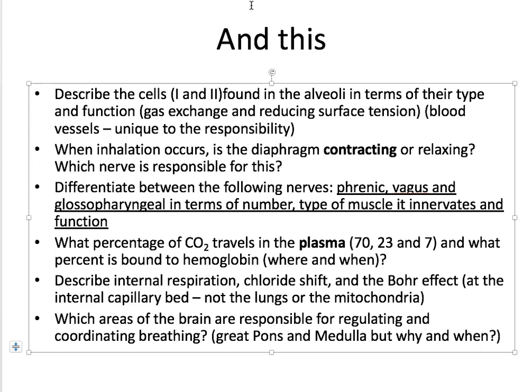Okay, but the next part of this review is, when inhalation occurs, is the diaphragm contracting or relaxing? Well, if you haven't figured this out yet, I'm sorry. Okay? Diaphragm, activated by the phrenic nerve, contracts. What does it do? It opens up the area of the entire thoracic cavity, right? So I just answered both of these for you. Do you really think we're going to ask questions that simple?